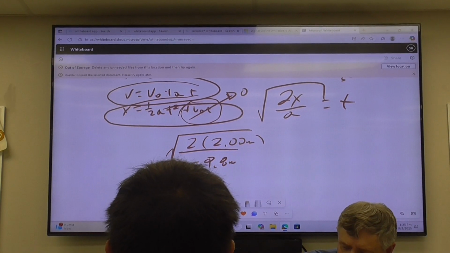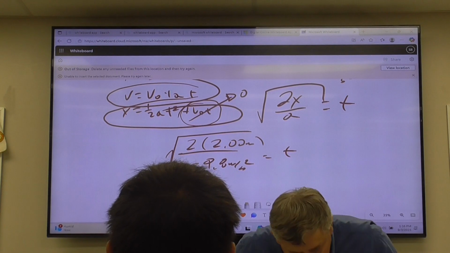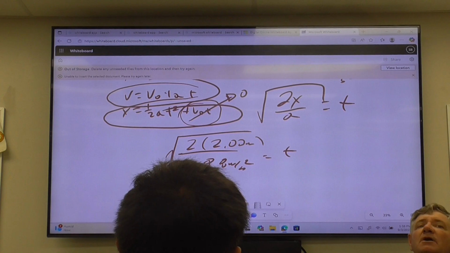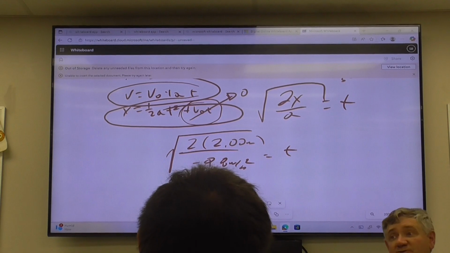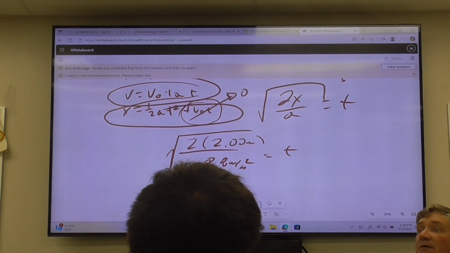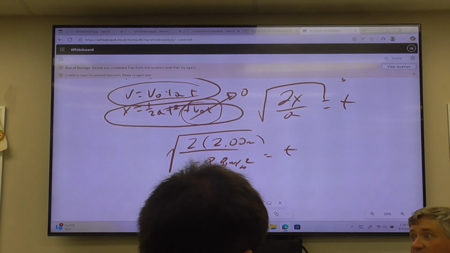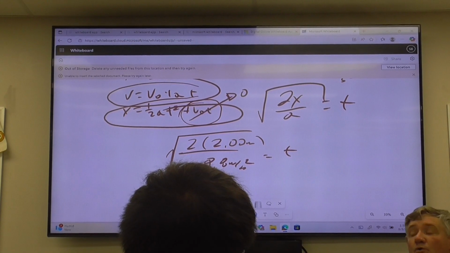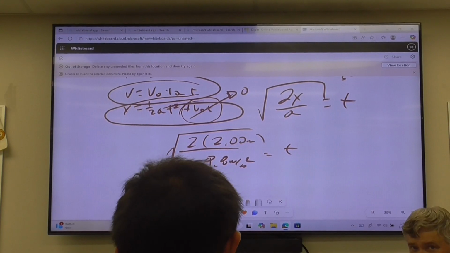Acceleration is negative 9.8 meters per second squared. Mathematically, why is that going to be bad? Negative. You have a negative underneath the radical, which leads you to what? Imaginary time. You'd have to have imaginary time. Great if you're at Disney World, not so much here.